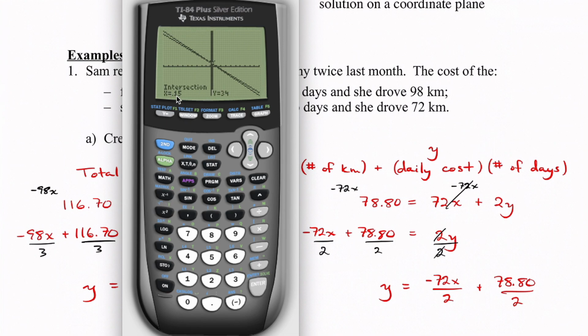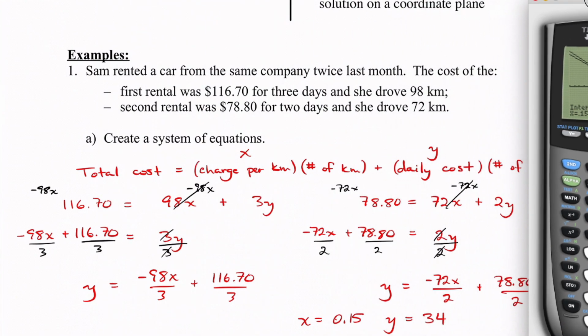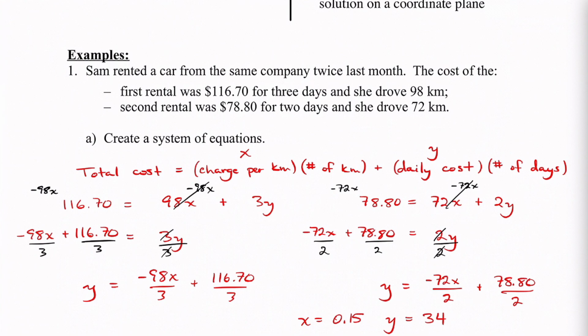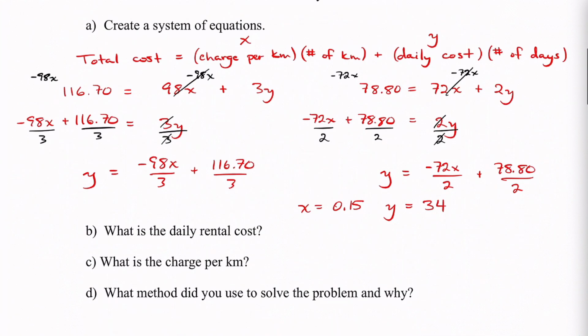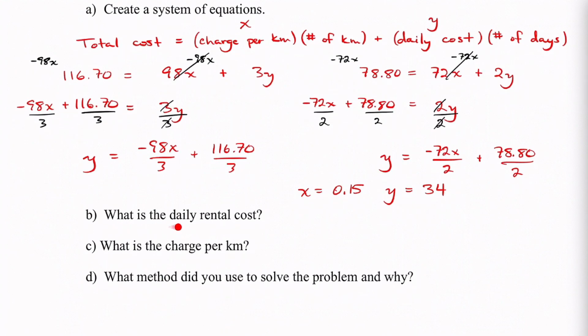So we have x is 0.15 and y is 34. So I'm just going to write that down. So we know what x and what y is, and we had written what those were up top here. We had that x was the charge per kilometer and y is our daily cost. So that's going to help us answer these next 2 questions. For part B, it says what is the daily rental cost? So that was what we had as y. So if it's 34, that's going to be $34. So that's our answer for B.